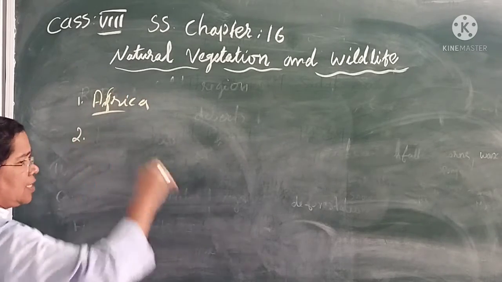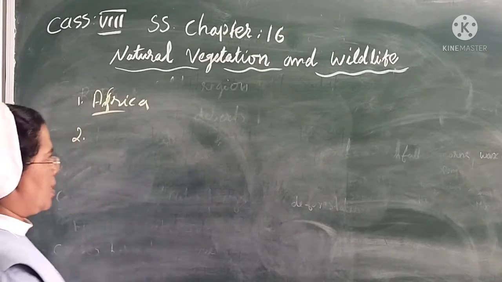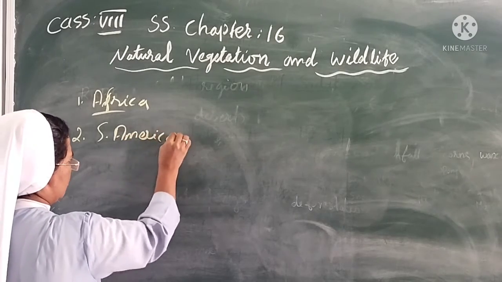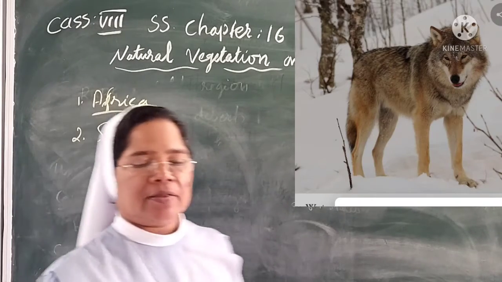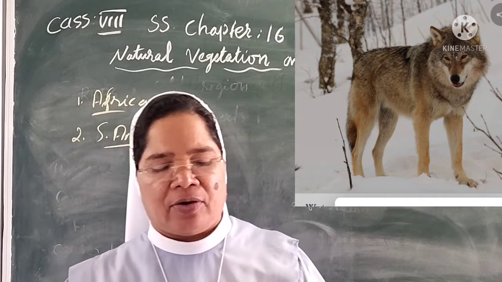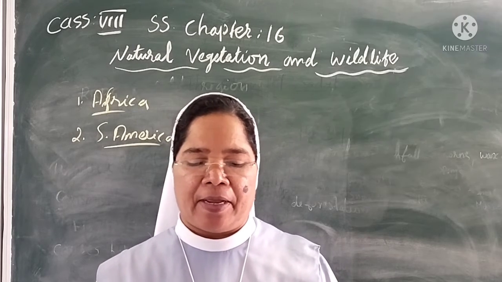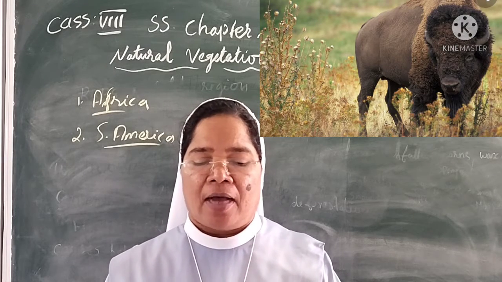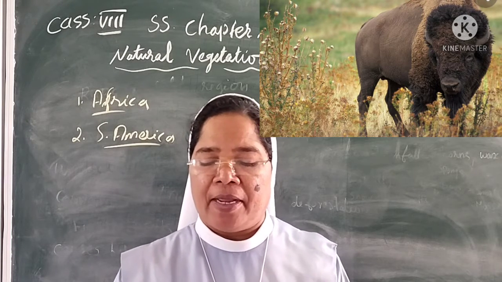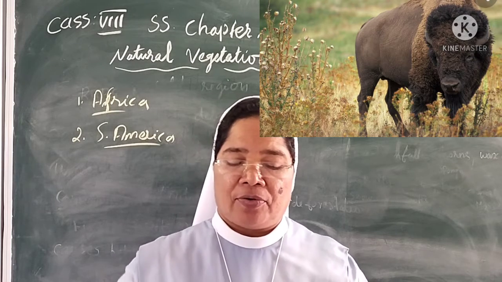Next, the second part, South America. There also we can see many animals. Rare flightless birds like the rhea, and the condor, the largest bird of prey in the world, and alpacas and llamas, and many other animals are found in South America.